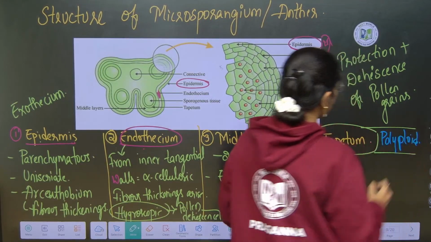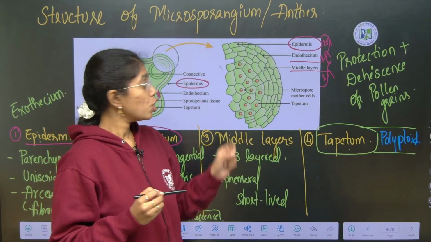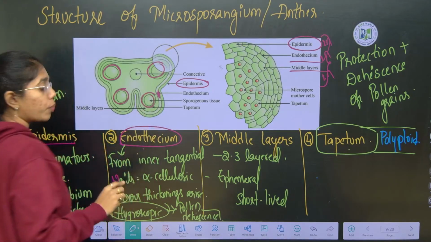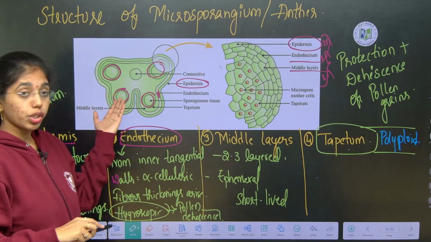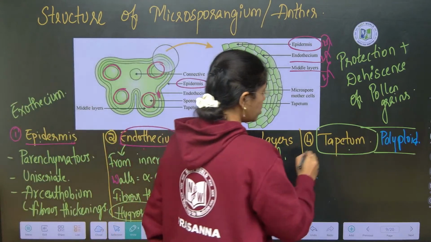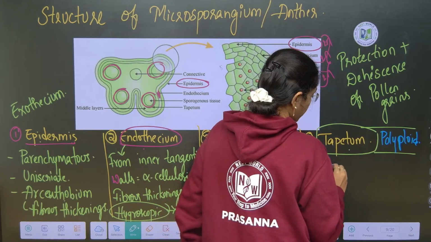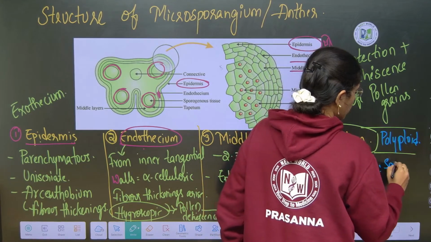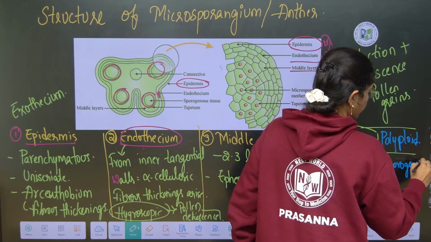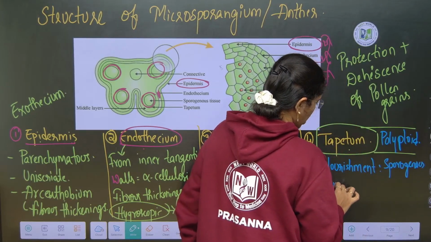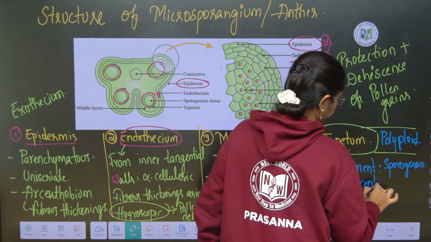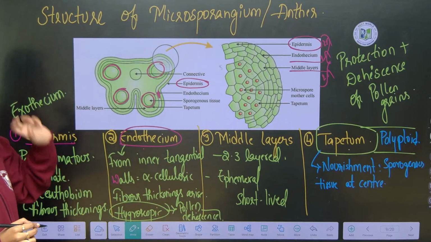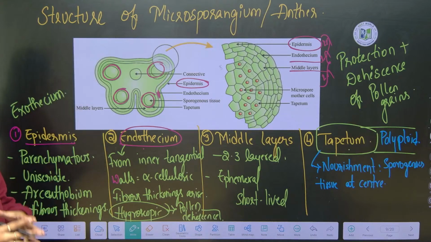Fine, right? This is polyploid, and the major role of the tapetum is to provide nourishment or nutrition to the sporogenous tissues which are present at the center. So, tapetum will provide nourishment to the sporogenous tissue which is present at the center. This is about the tapetum. Fine, right?